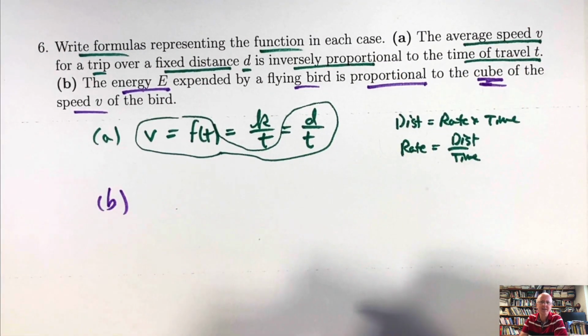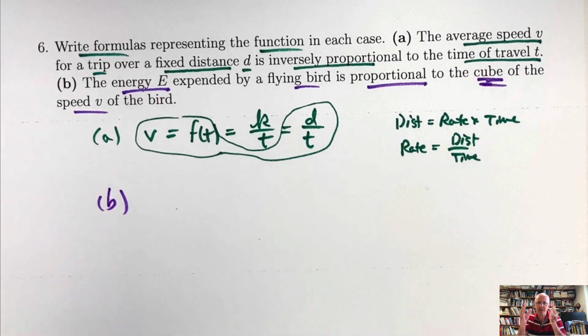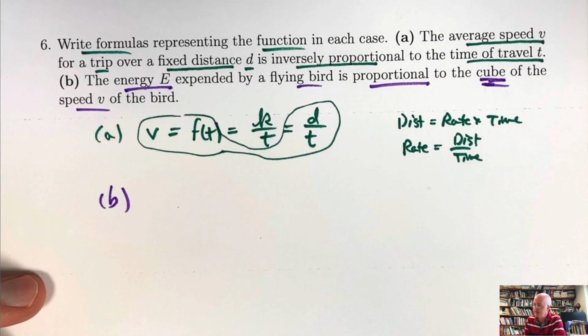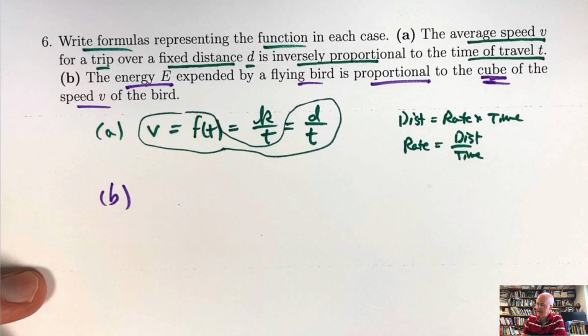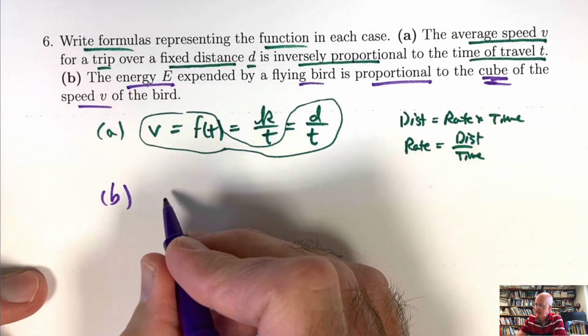What's a cube? Well, of course, a geometric cube is like a box shape with all the sides having the same length. That is related to volumes, and that's why when we raise a quantity to the third power, we call it a cube. When you raise a quantity to a second power, you call it a square because it's related to areas of squares. So E is proportional to the cube of the speed.